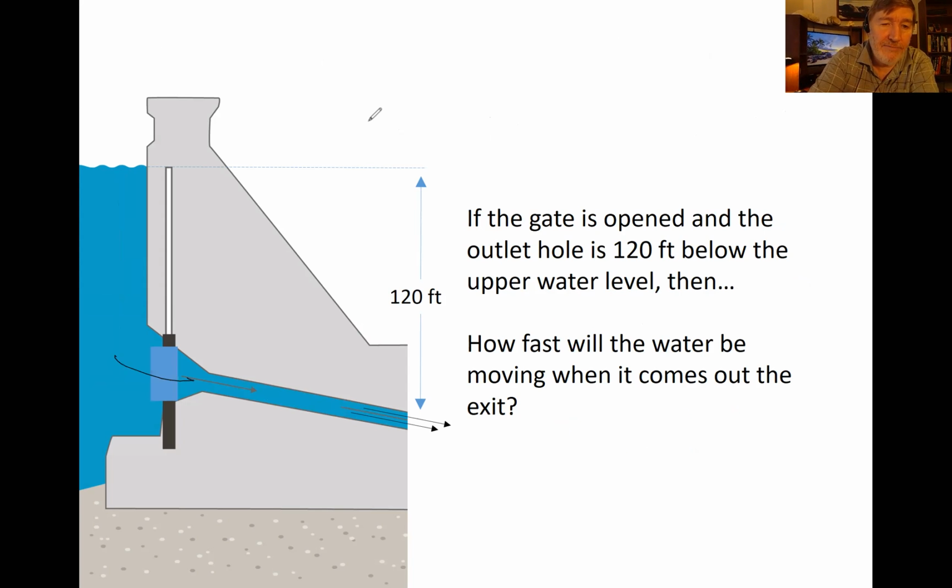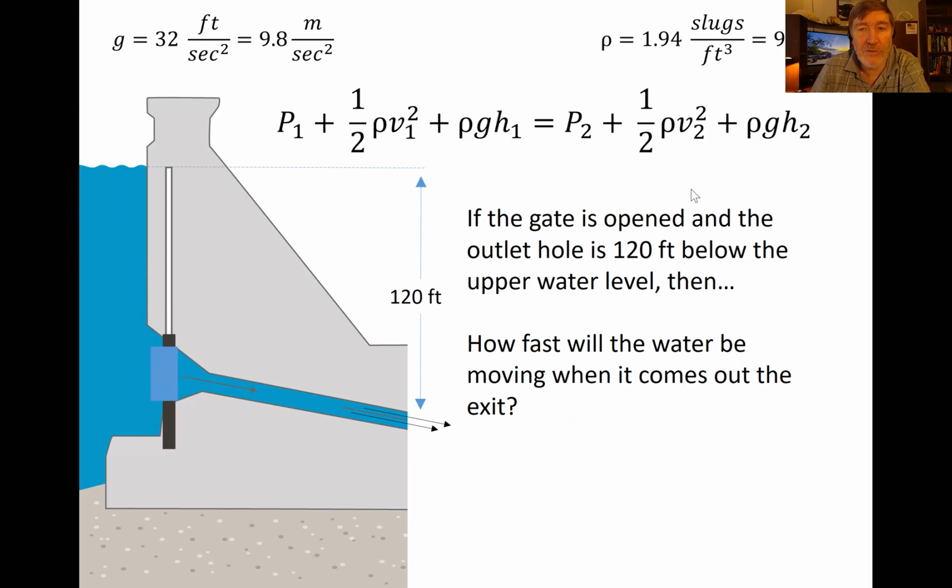Okay, so water is now flowing through the gate. I want to know how fast the water is going to be moving when it comes out the exit. Well, this is a problem that we've done before, right? So let's see how we do it. First off, what equation do we need to use? Well, Bernoulli's equation is the equation we need to use, right?